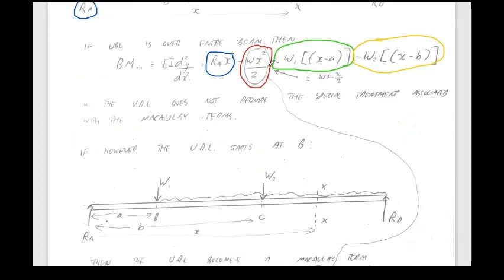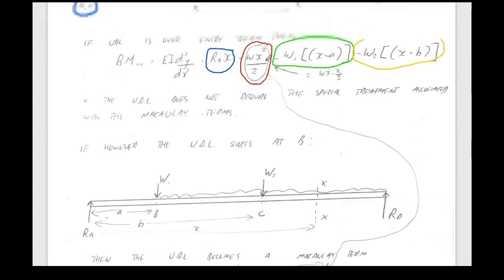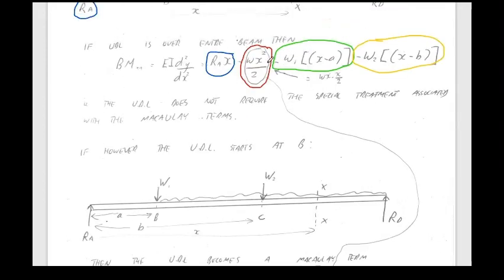Okay, so the UDL does not require any special treatment associated with the Macaulay's term. It's not a Macaulay's term. It's not x minus a in brackets or x minus b or anything like that. It's just x squared over 2. So you deal with that in exactly the same way that we would ordinarily.